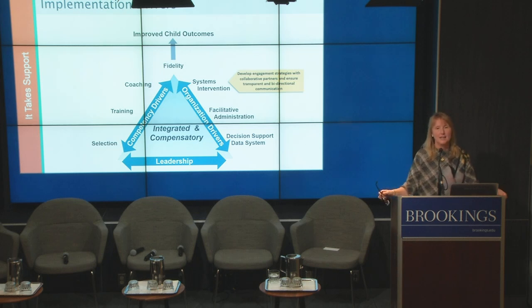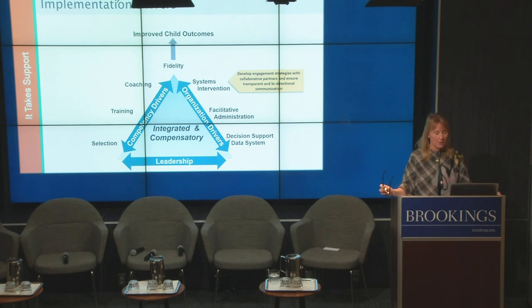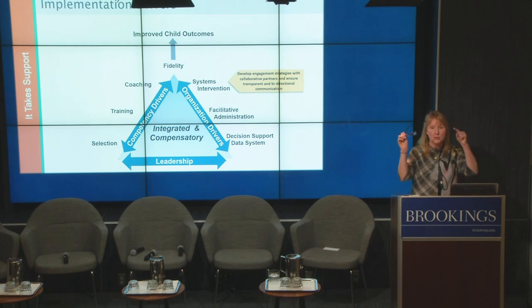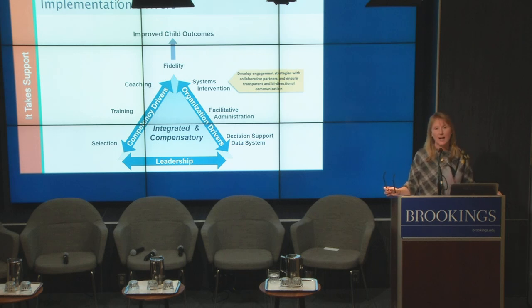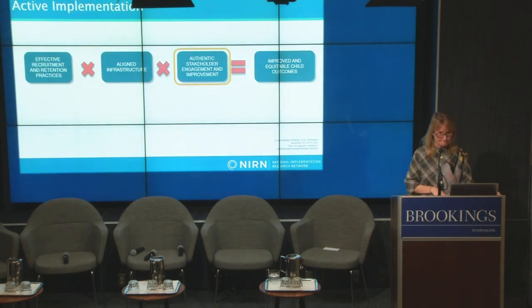And then finally, who are you engaging? What do your systems interventions look like to ensure authentic collaborative partnerships and bi-directional communication? So that's your infrastructure, and specifically as it relates to those principles around effective recruitment and retention. And then finally, if we think about that last bit, that enabling context, I just want to mention two things here.